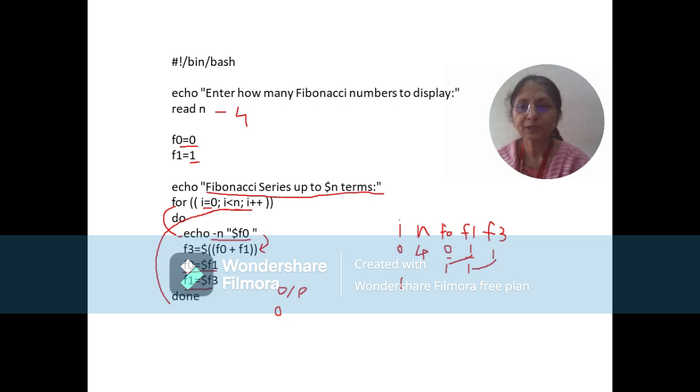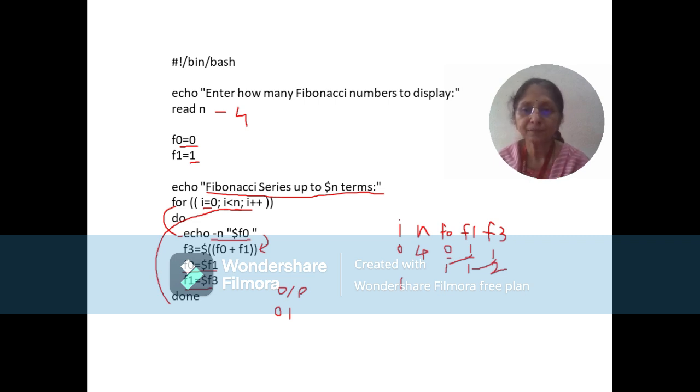So in output, what will it display? It will display F naught's value. The new value of F naught is 1. So it will display 1. Okay. Now again the control comes down, and we are calculating the next number, which is F3 as F naught plus F1. So what is F naught? 1. What is F1? 1. What is the new value of F3? 2.